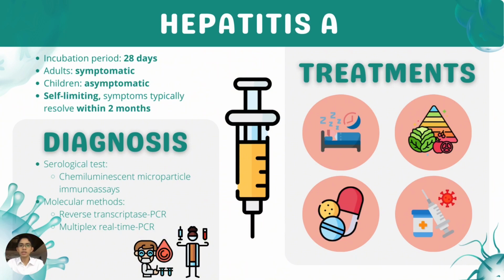Diagnosis relies on serological tests for antibodies, particularly IgM anti-HAV, detected by automated immunoassays. False negatives may occur early in infection, where molecular methods like RT-PCR are more sensitive. A vaccine has significantly reduced global HAV infections, and prophylactic measures are recommended for exposed individuals, including vaccination and immune globulin administration within 2 weeks of exposure.